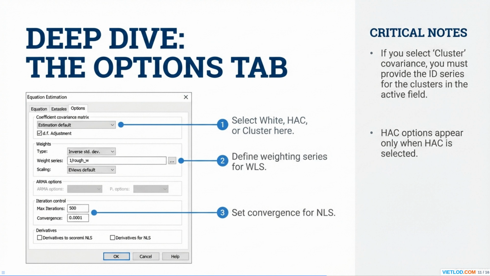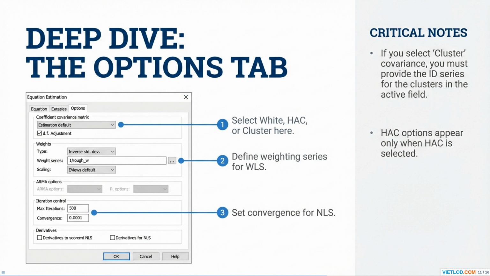Welcome back to our deep dive into EViews' equation estimation window, specifically the crucial Options tab. This tab is your gateway to fine-tuning many advanced regression techniques. First, under the Coefficient Covariance Matrix section, you can select your desired robust standard error method: White for heteroskedasticity, HAC for both heteroskedasticity and autocorrelation, or cluster for within-group correlation. It's critical to note that if you choose cluster covariance, you must also provide the ID series for defining those clusters in the active field. Also, the full HAC options only become visible once HAC is selected.